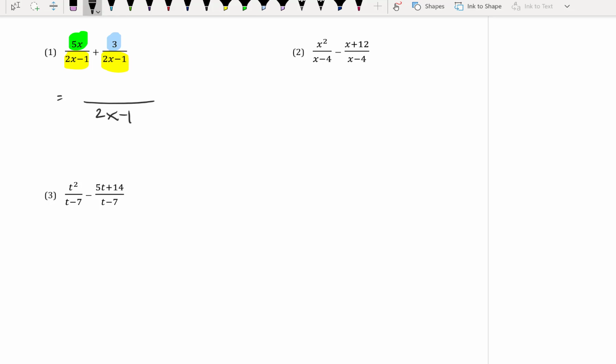Notice how it's being added together. So I have 5x plus 3. Nothing can cancel, nothing can simplify, nothing can factor. That's as far as I go. Perfect.